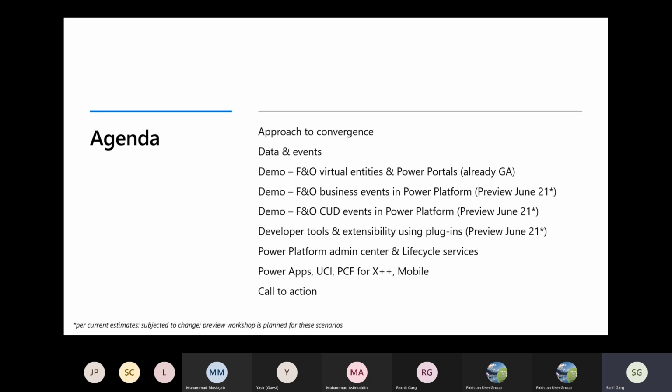And we will then try to understand the convergence story from a developer tools and extensibility standpoint. We'll try to understand what is happening in the Power Platform Admin Center and Lifecycle Services. We'll also try to understand what's going on in the Power App side that can benefit finance and operations and the whole convergence story as such. And last but not the least, we'll talk about some call to action, and we can wrap up with that in about an hour. So that's the agenda.